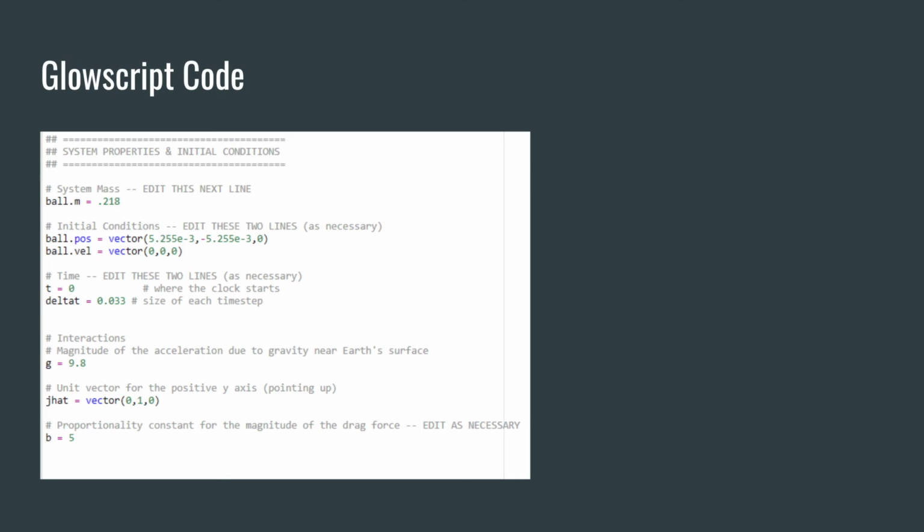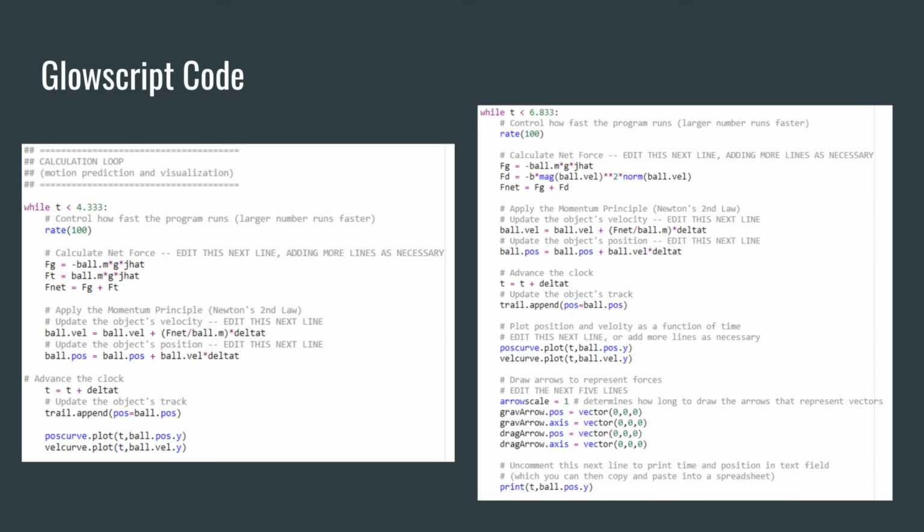So for our GlowScript code, you can see that we changed the values of the initial position, mass, velocity, change in time, gravitational constant, and the proportionality constant we got as 5. And so I adjusted the times of both the while loops to be, the first as 4.333. That's the time right before the bottom of the slinky begins to fall. And 6.833 on the right, we can see here, is the time at which the slinky hit the floor.